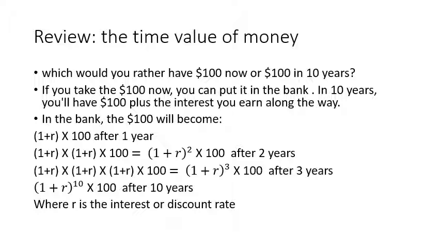In the bank, the $100 will become (1 plus r) times 100 after 1 year. After 2 years, it'll be (1 plus r) times (1 plus r) times 100. So in other words, (1 plus r) squared times 100 after 2 years. After 3 years, that's going to turn to (1 plus r) cubed times 100. After 10 years, that would be (1 plus r) to the 10th power times 100. And r is the interest or discount rate. So this is telling us how much interest will accrue if we put $100 in the bank now at an interest rate of r.